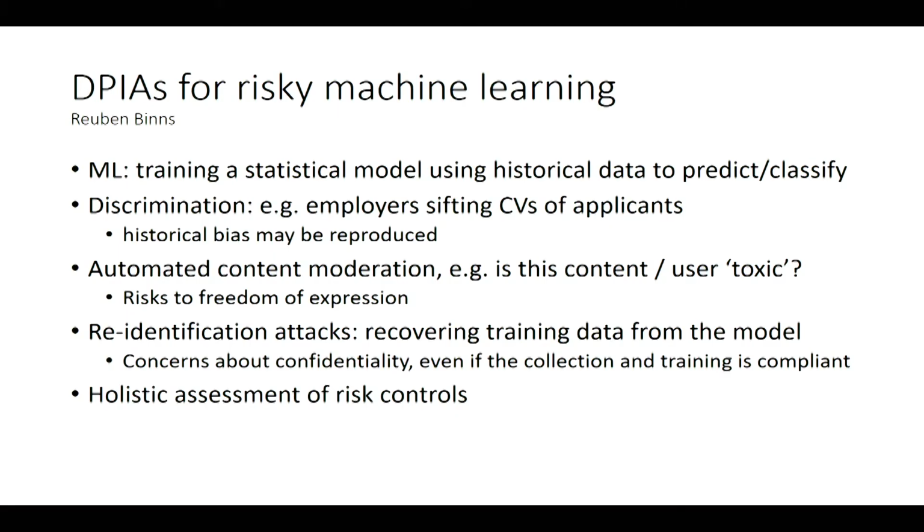Another example, which is not something that we traditionally think about in data protection, would be something like automated content moderation. So if you think about a system like Google's Perspective API, this is an API which has sitting behind it a natural language classifier, which is trained on a large number of comments that have been labeled by humans as being offensive, abusive, or toxic, which is the language that they use.